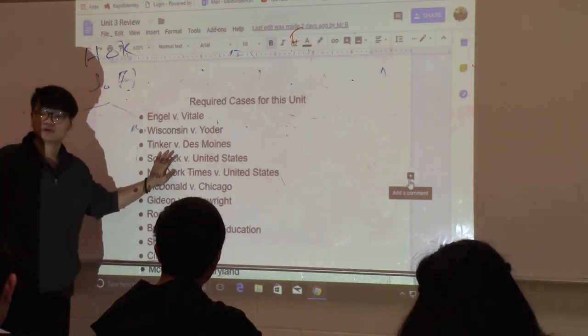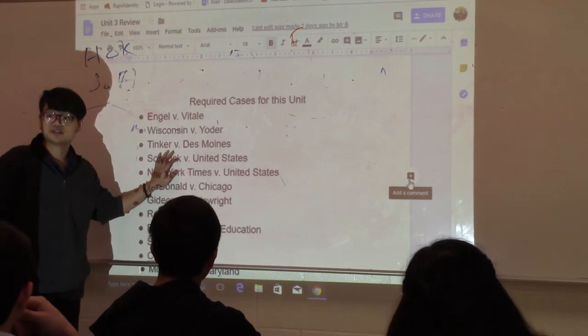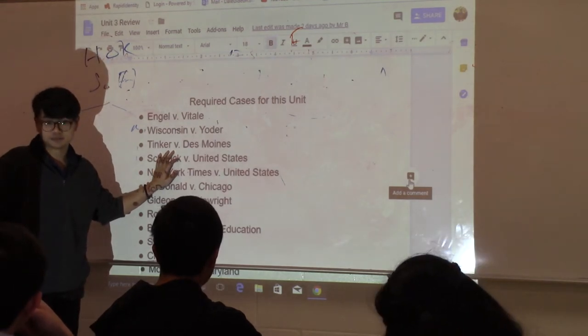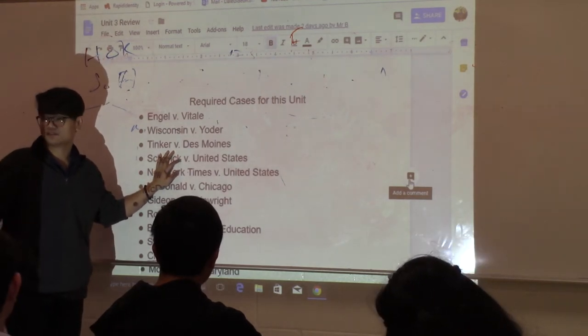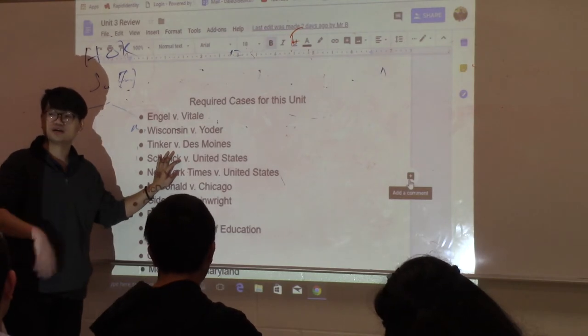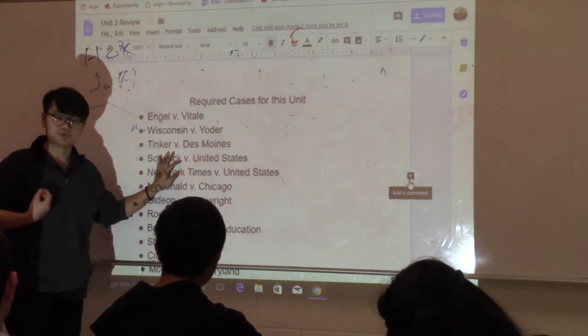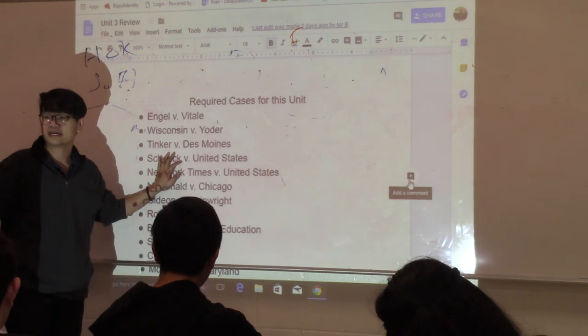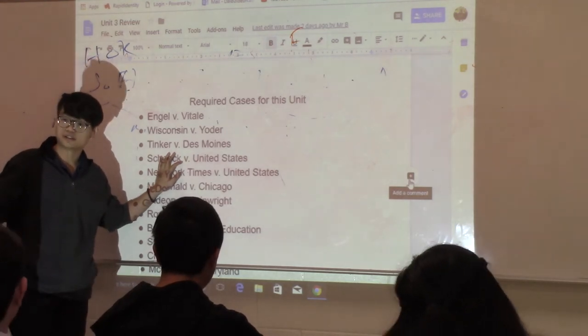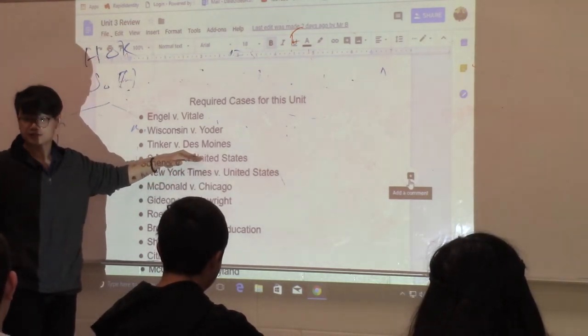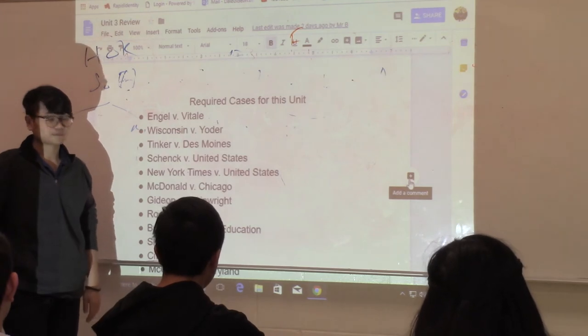Tinker versus Des Moines. What is protected by freedom of speech? Symbolic speech. So if Jesus, for example, tomorrow wears a t-shirt that says Trump sucks, then that would be okay, because that would be symbolic or political speech, and under this case, that is protected by the First Amendment.